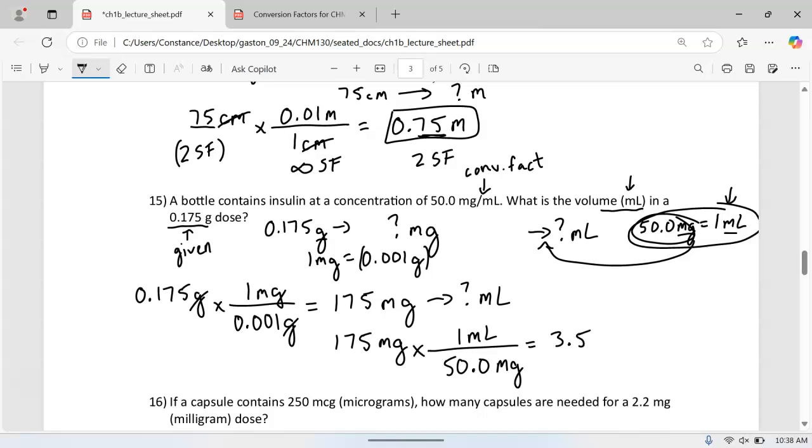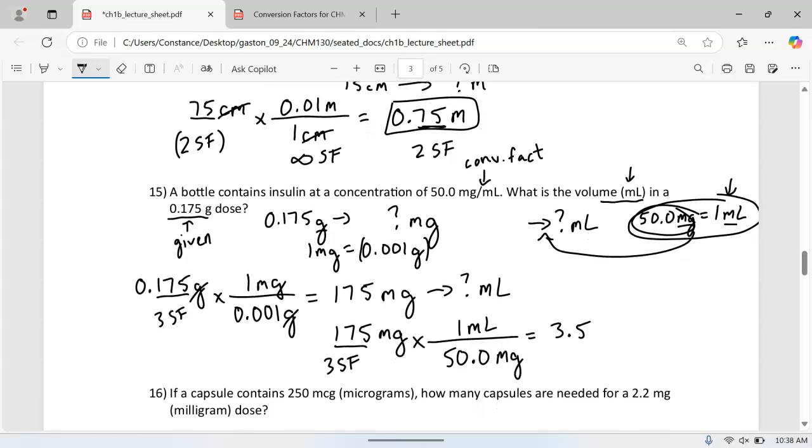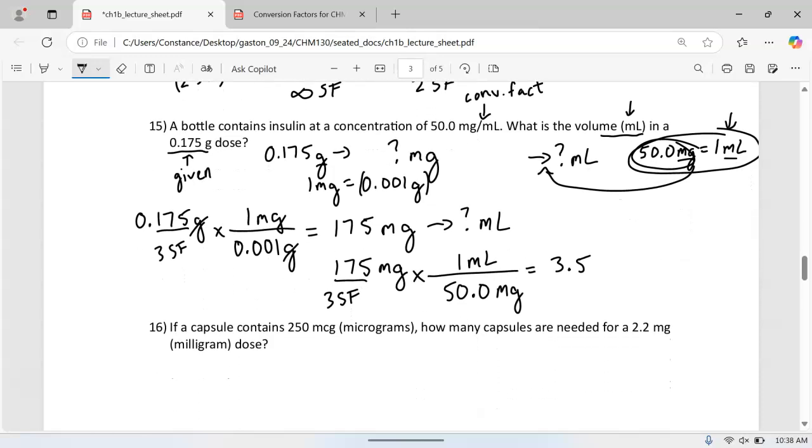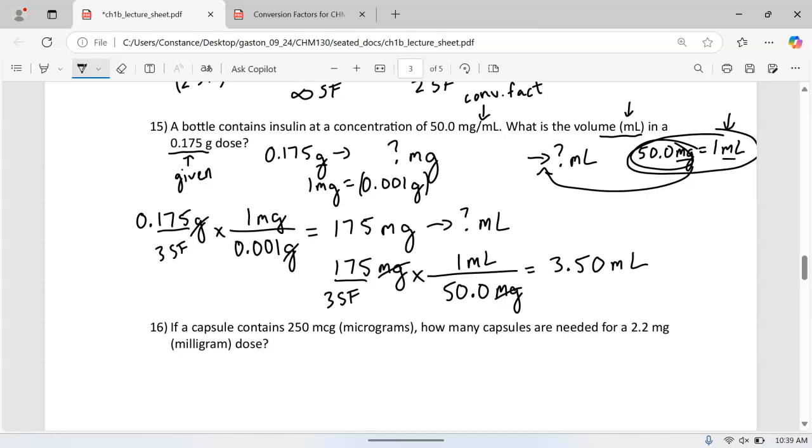Now, we got to stop and think about sig figs. So, there are 3 sig figs in my given information. Okay, and we also started out with 3 sig figs at the beginning. And then we're going to ignore those conversion factors, which means I need 3 sig figs in my final answer. Okay, I currently have 2, so if I want to make it 3, I've got to add on that 0 without changing the magnitude. So it becomes 3.50, and then the milligrams have canceled, and the only units that I'm left with are the milliliters that I want.